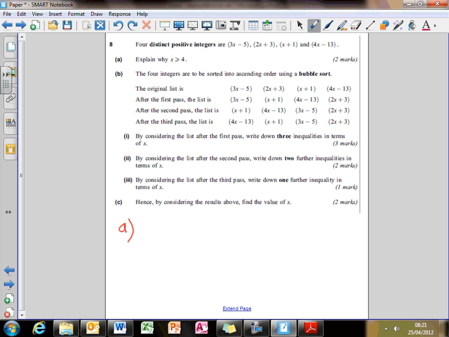Well, we're told that the distinct positive integers, that means they're different positive whole numbers. So they're numbers like 1, 2, 3, 4, 5, 6, 7, 8, 9, 10, etc. Okay, so that means, so part A, let's be mathematical here.